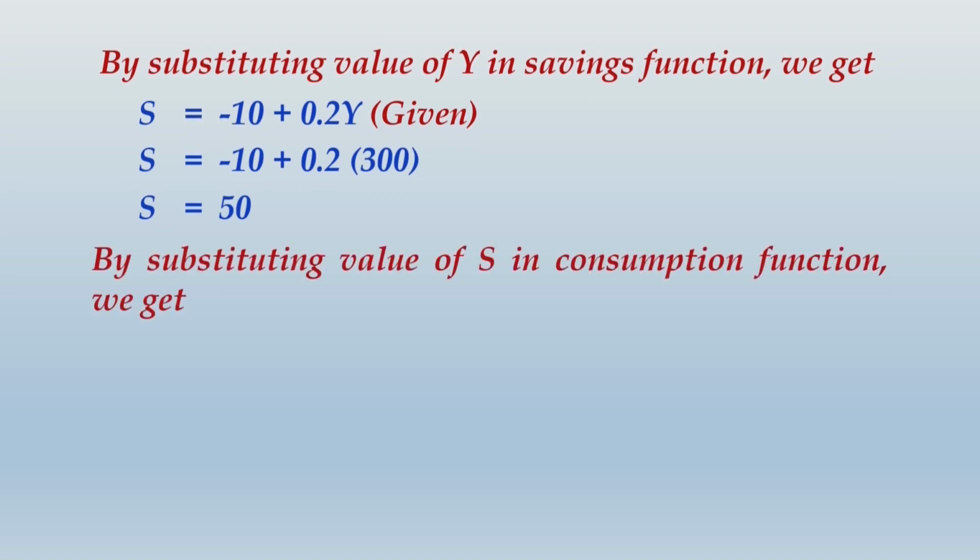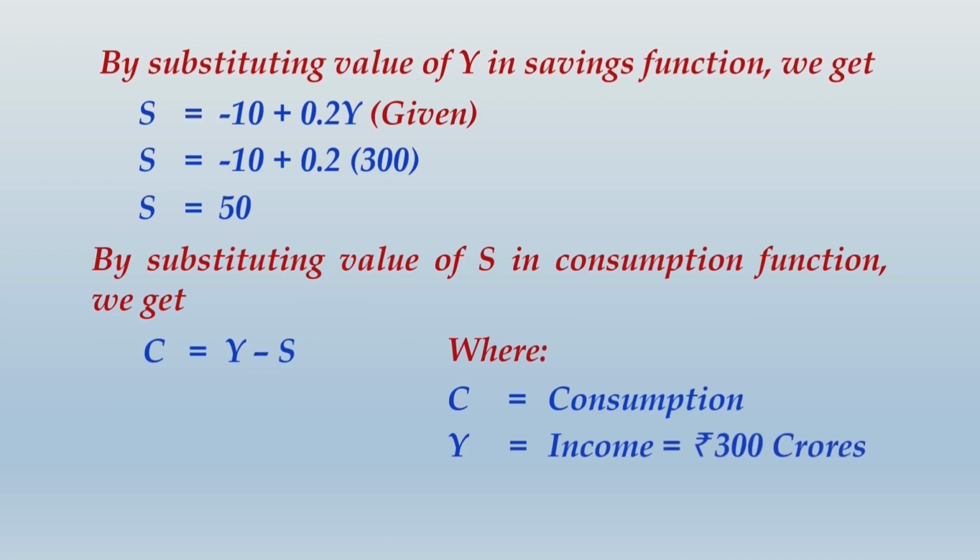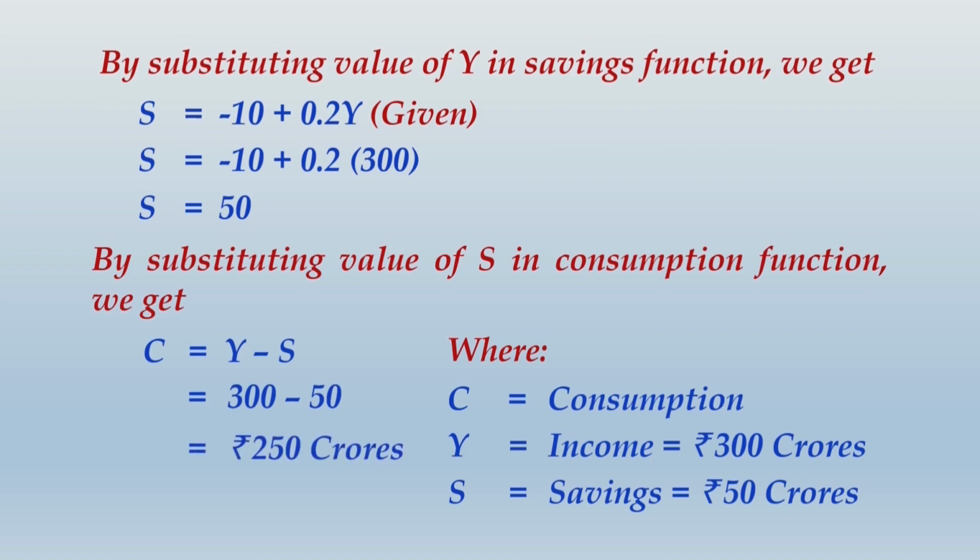And by substituting the value of S in the consumption function, we get C equals Y minus S. Y is income, S is savings. So consumption will be 300 minus 50, and that comes to 250 crores. So this will be the answer for the initial part of the question.